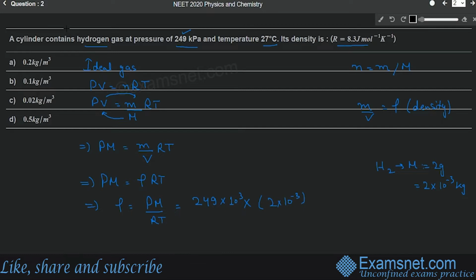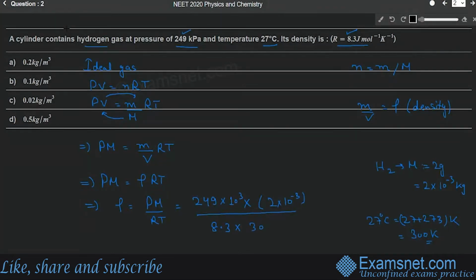Now divided by R into T. R is given as 8.3 joule per mole per Kelvin, so 8.3, and temperature is 27 degrees Celsius. Now 27 degrees Celsius equals what? 27 plus 273 Kelvin, that means 300 Kelvin. So we have to put the temperature in terms of Kelvin.